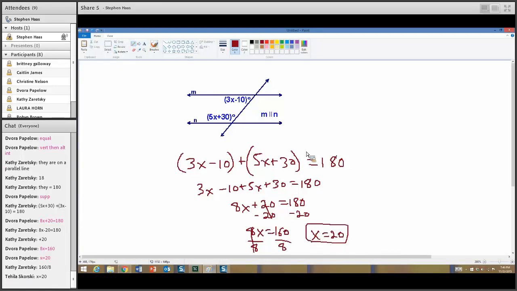All right, let's figure out the angles. 3x minus 10 is 3 times 20, which is 60, minus 10, which is 50.